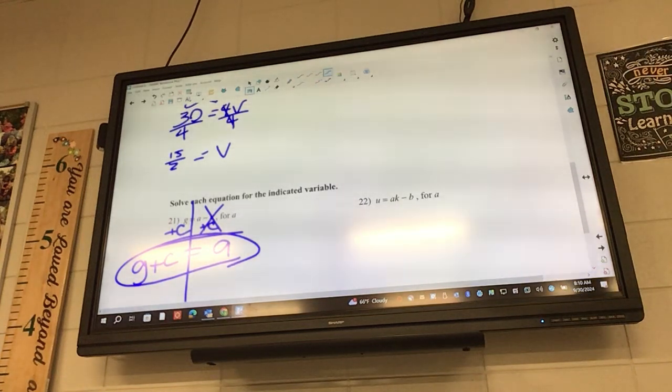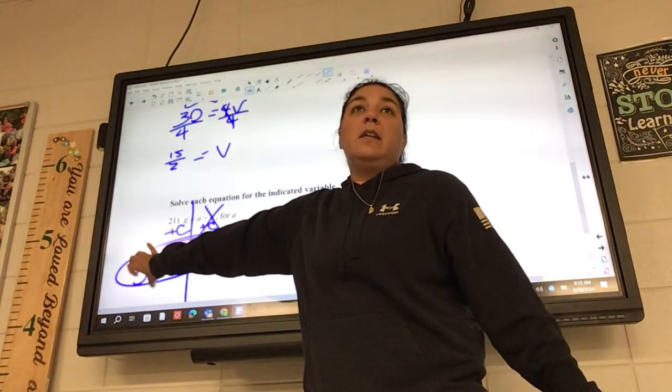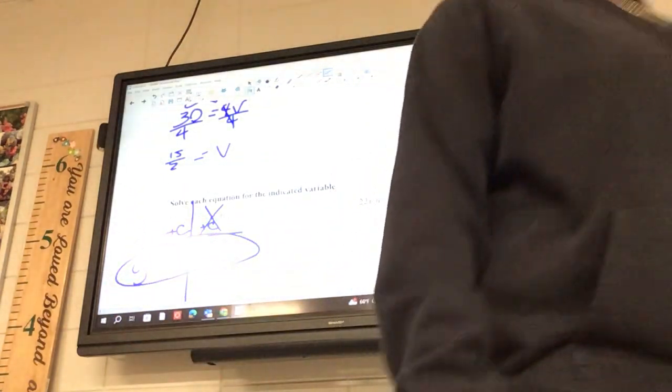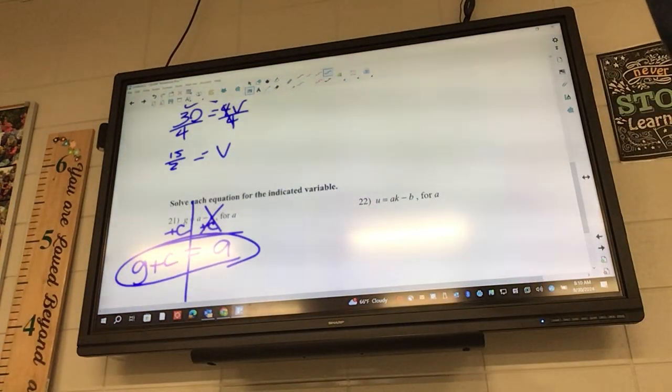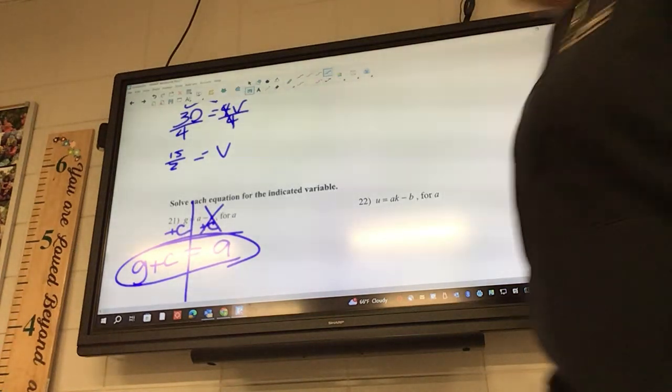So we just move every other letter that we find. It's the same as solving for X, but as soon as you throw letters in there instead of numbers, you guys get all jacked up. And it's because of this side, you guys get confused, is what it is. Okay, 23.